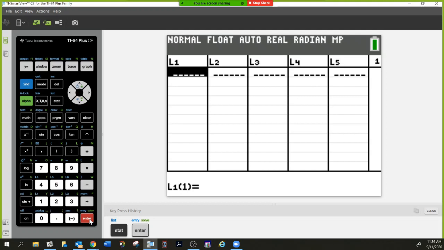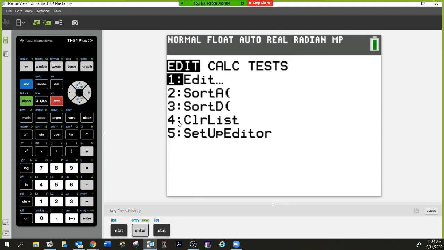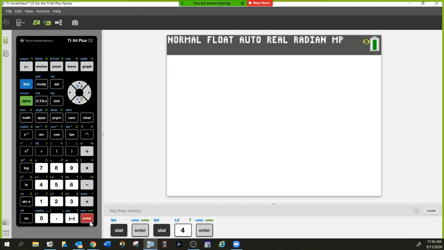There is a way to clear it, and I'm trying to remember how to do that. There's a clear list button, but I don't remember. If you hit Stat and hit 4, Stat 4, clear list. Thank you. I knew there was a clear list button, I just couldn't remember where it was. So Stat 4, there, clear list, and you say, yeah, clear my list.